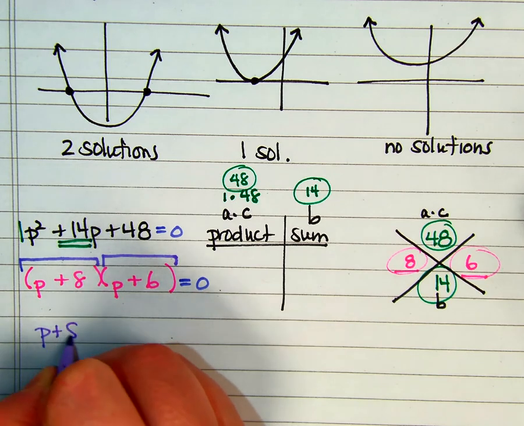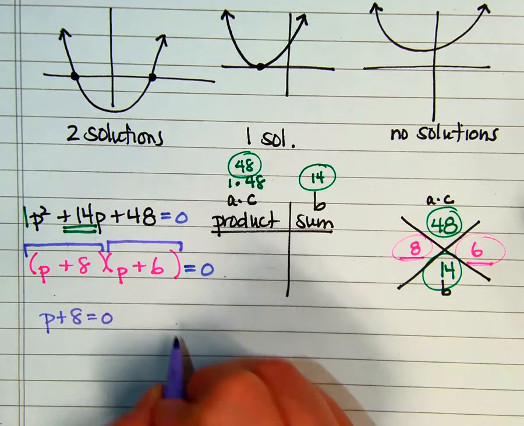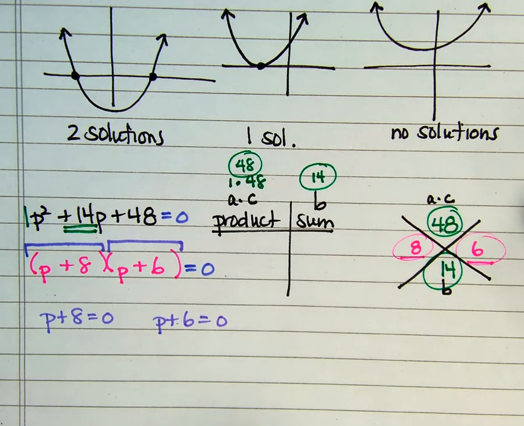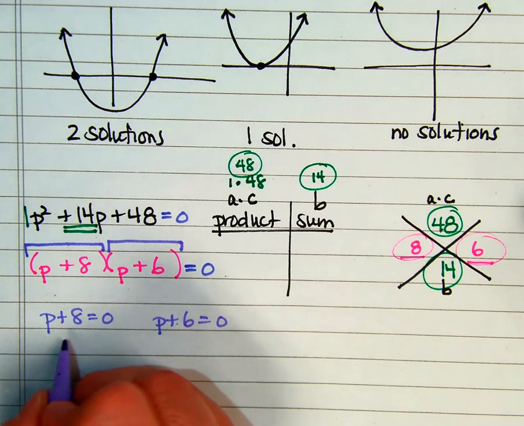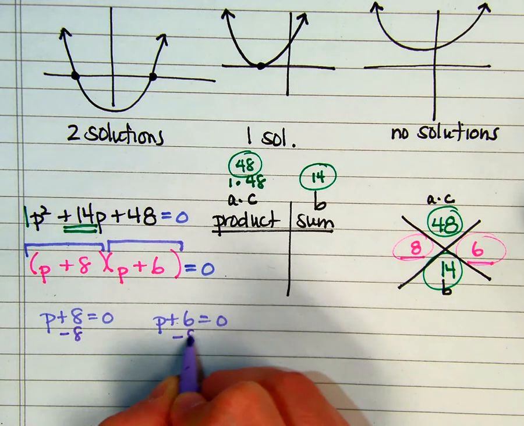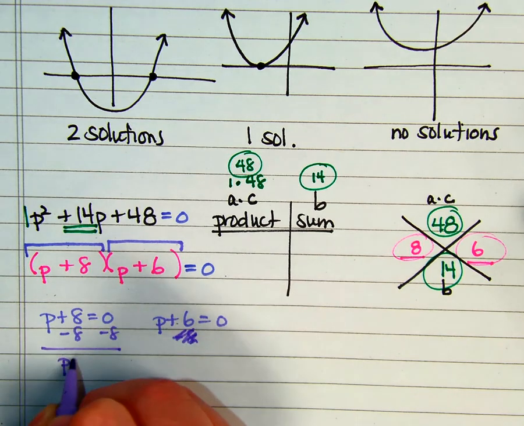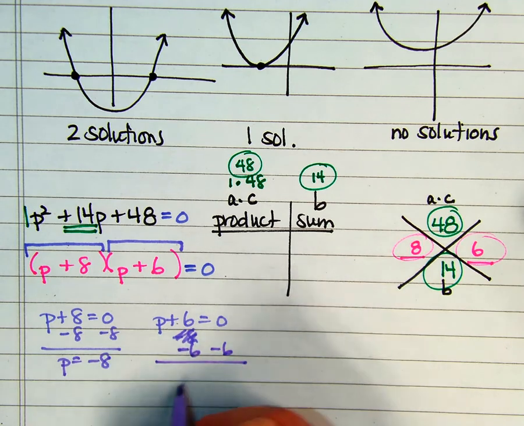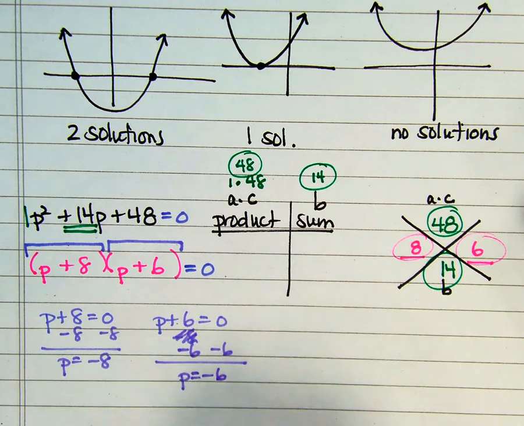So p plus 8 is going to equal 0, and p plus 6 is going to equal 0. So then you solve. I need to subtract 8 on both sides. So p would equal a negative 8, and here I'd have to subtract 6 on both sides. So p equals a negative 6.